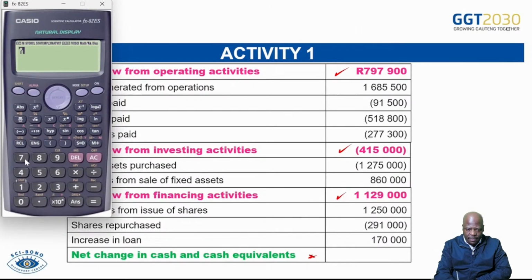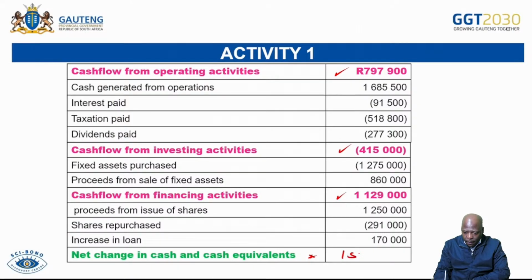It's going to be 797,900 minus 415,000 plus 1,129,000. And then it gives you the final amount, which is 1,511,900. And that becomes your answer here.